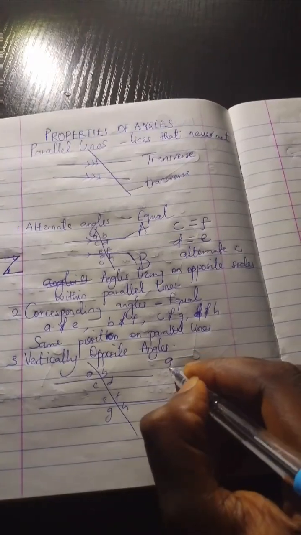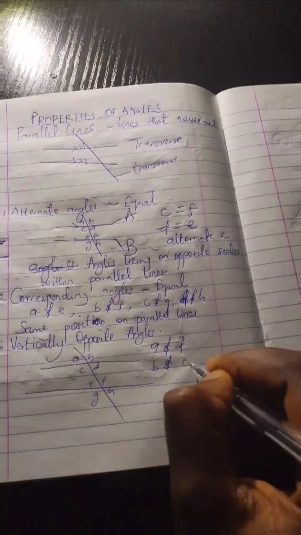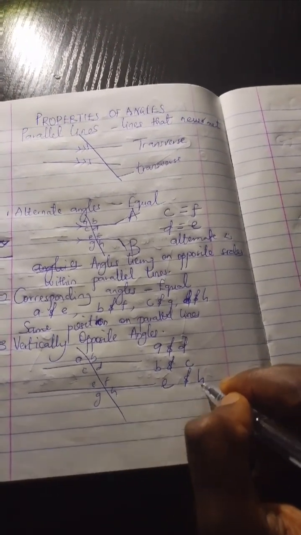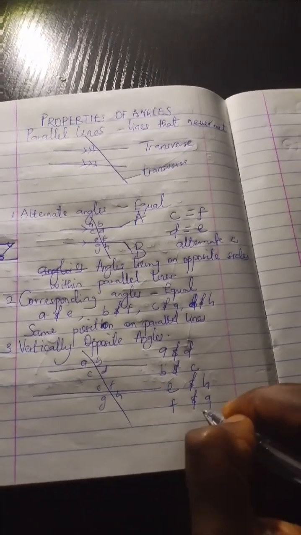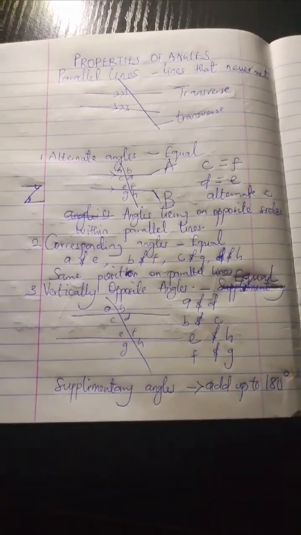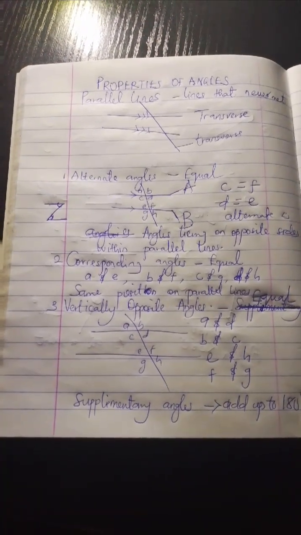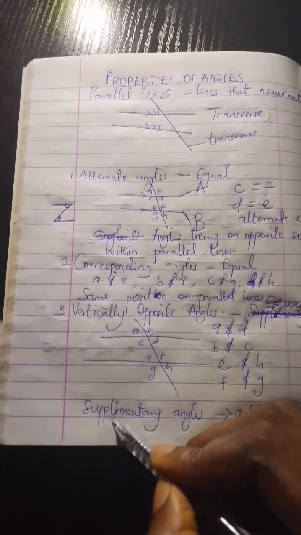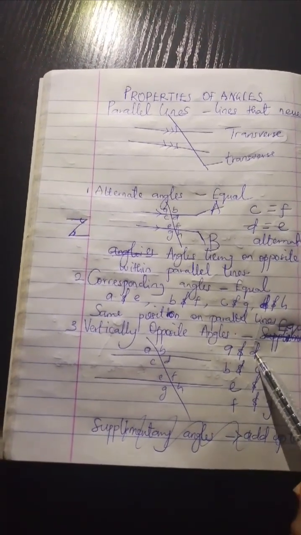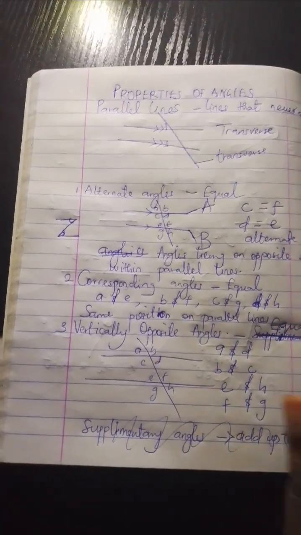So therefore, A and D are vertically opposite. B and C are also vertically opposite. E and H are also vertically opposite. F and G are also vertically opposite. And one of the properties of vertically opposite angles is that they are equal. So whatever we have in A, we should be having the same thing in D. Whatever we have in B, the same thing applies to C, and so on.